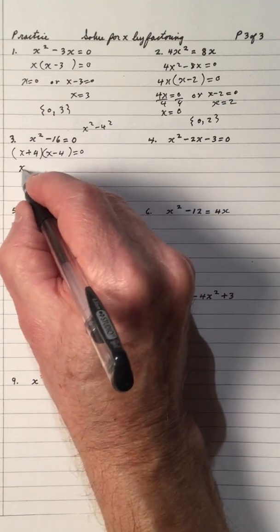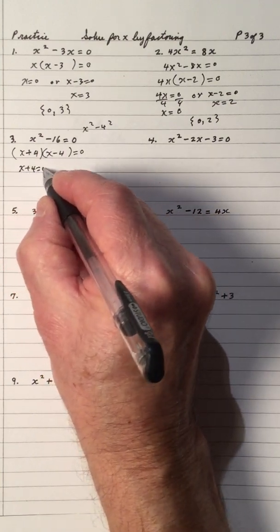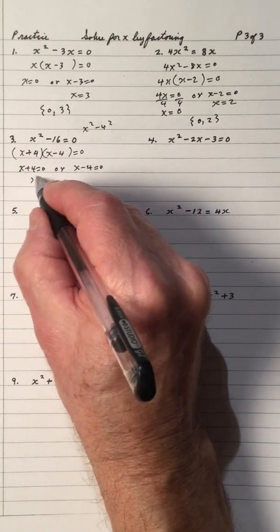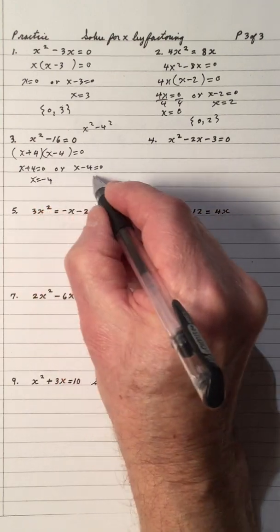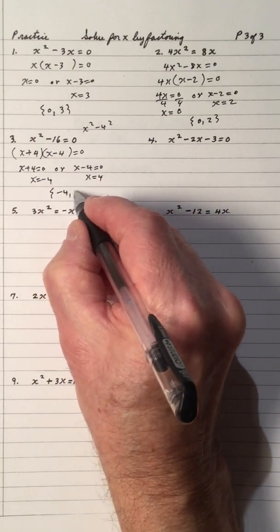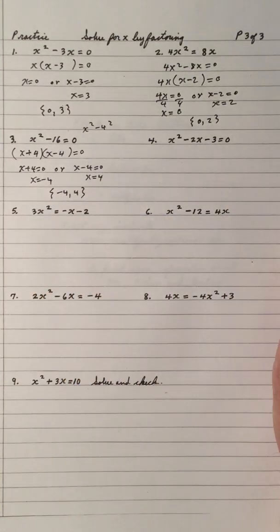0x. So x plus 4 equals 0, or x minus 4 equals 0. x equals negative 4, x equals 4. So the solutions are negative 4 and 4.